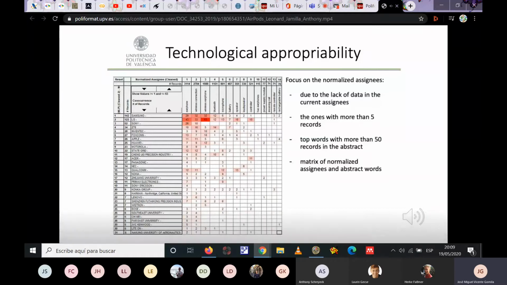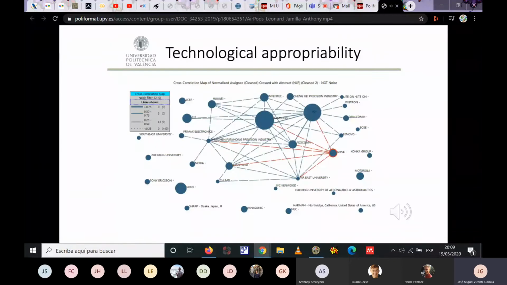The next step was to evaluate which are the most relevant competitors to Apple and the AirPods. So we decided to use the cross-correlation map of the abstract and the current assignees as used in the matrix before. And here highlighted in red, you can see that Apple has basically 6 main competitors which are involved in nearly the same fields concerning the filed patents.